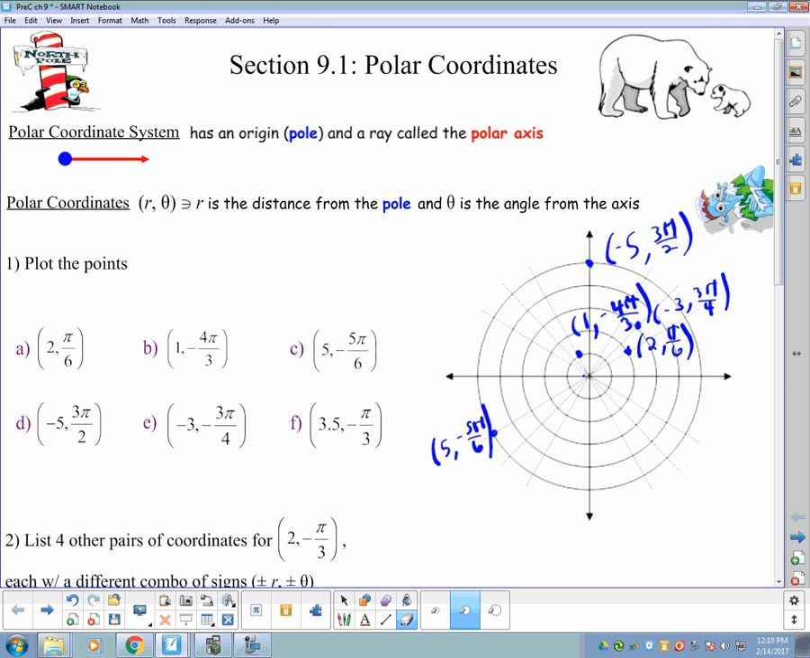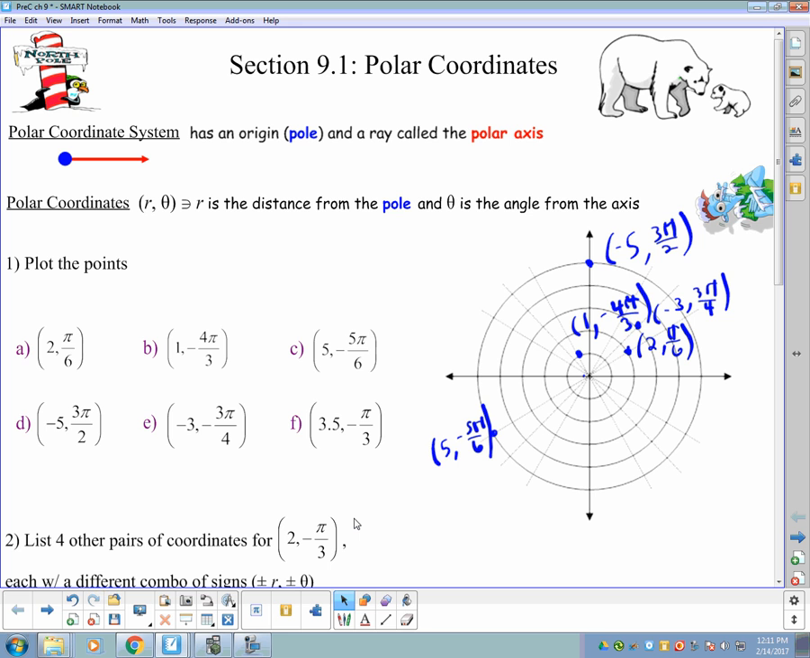I'll move out of the way here. So we go around negative 3 pi over 4 to here. It puts us in the third quadrant. And then a radius of negative 3 would send us back in the opposite direction, 3 units away from the origin.